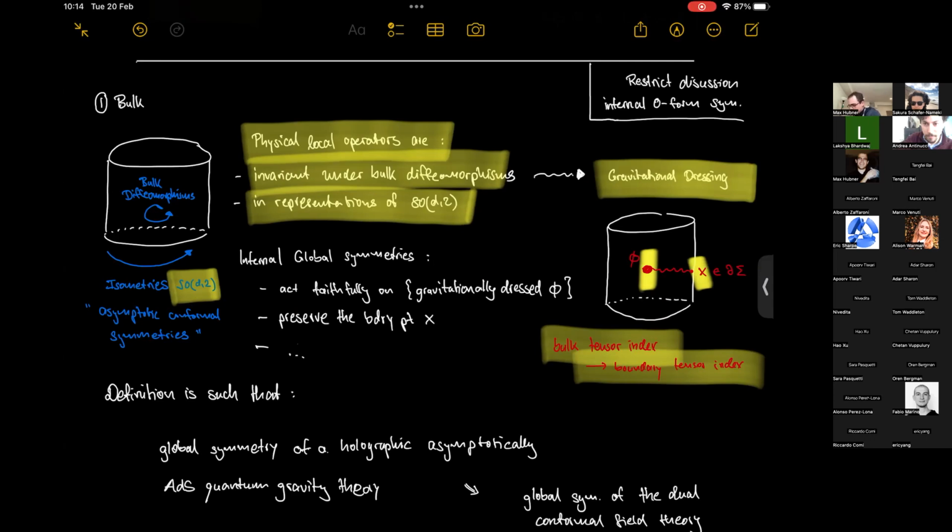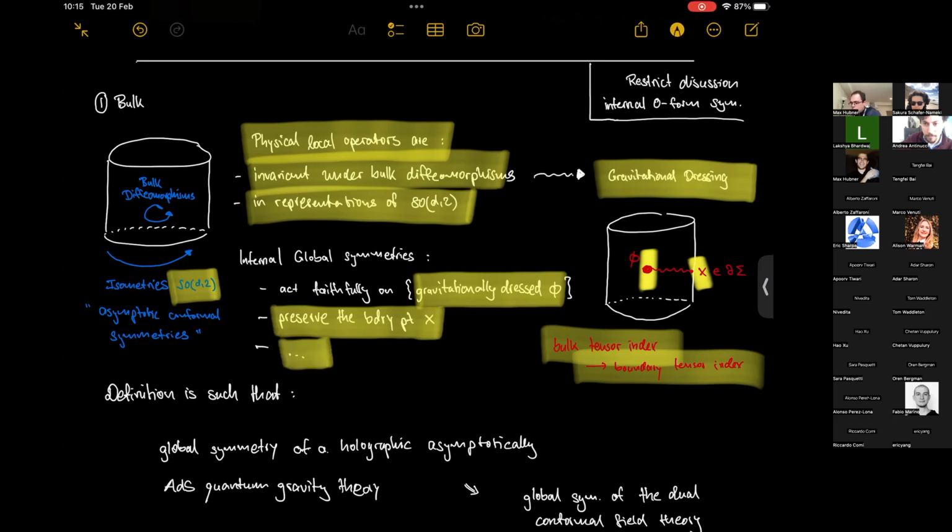Okay, so given these local operators, Harlow and Ooguri introduce internal global symmetries as transformations which act faithfully on these gravitationally dressed operators phi. They also require that they preserve the boundary point X, because they want internal symmetries, so not the conformal symmetry group. It should not overlap with the conformal symmetry group. And then there's a whole bunch of other requirements that they list out.